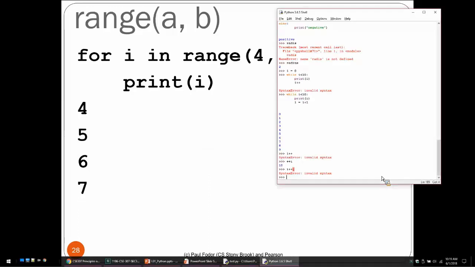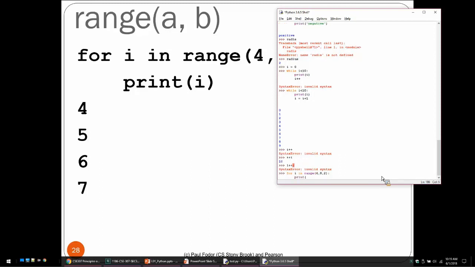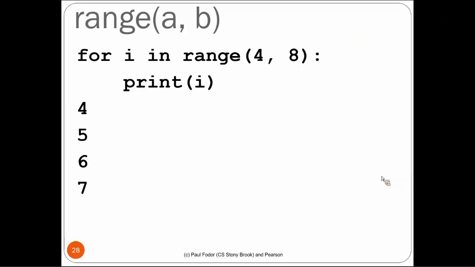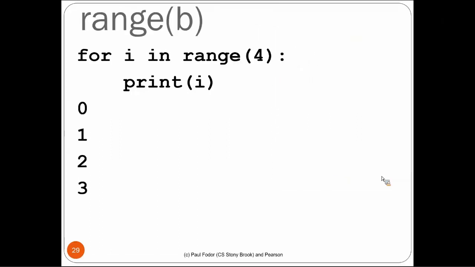So let's do that as an experiment. For every I in the range from 4 to 8 with a step of 2, print the value of I. We'll basically print 4 and 6, because 8 is the upper range and is not included in the print statement. If you only give an integer that is a positive number, then it will start from 0. So for every I in the range up to 4, not including 4, print the value of I. We'll print 0, 1, 2, 3.